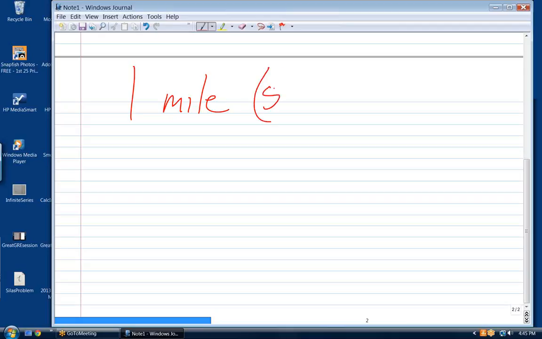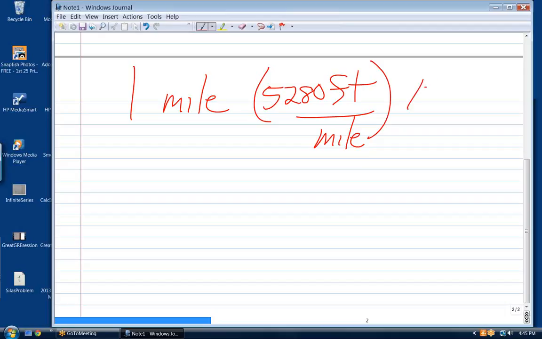We can always multiply by 5,280 feet per mile. That cancels out the mile. But to get it in inches, we've got to also multiply by 12 inches per foot. And notice that the miles cancel, the feet cancel, and my answer is in inches. So 12 times 5280 is the number of inches that are in a mile.